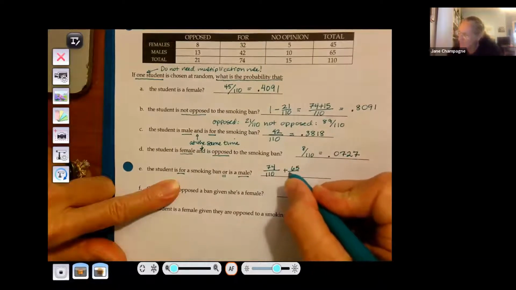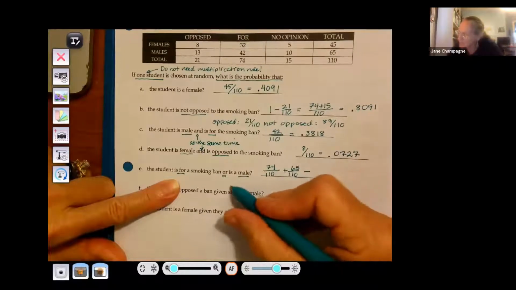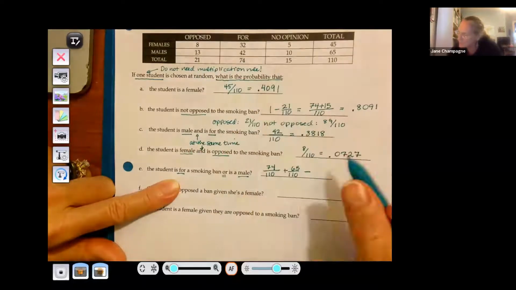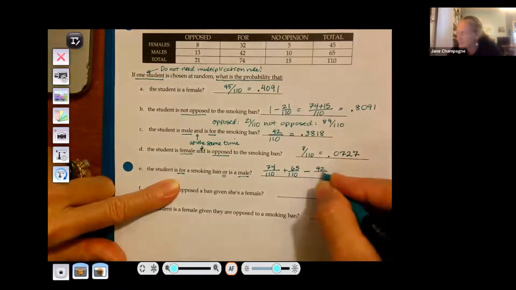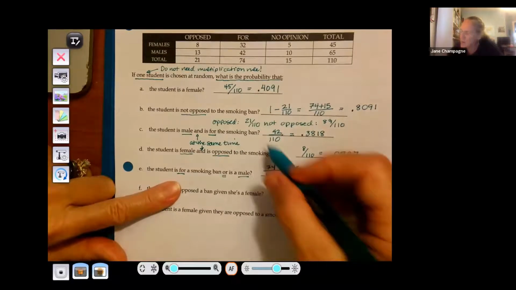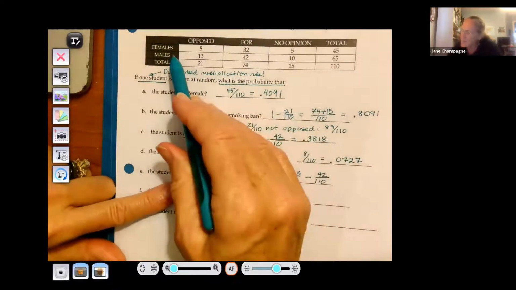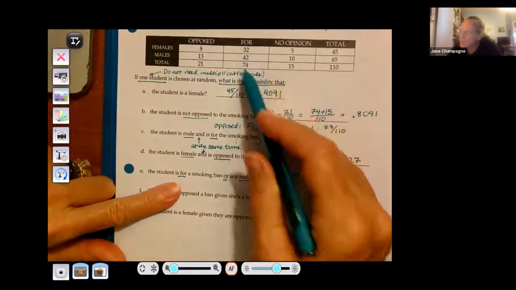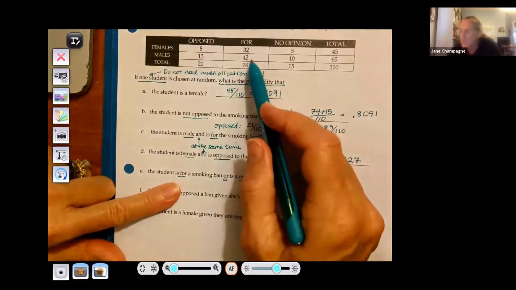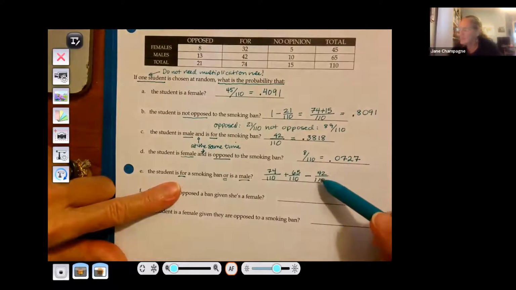But these are not mutually exclusive, right? There's some that are both. How many are both male and for? 42. We have to subtract those off. And that's important to remember. And again, it's because the 74 that are for and the 65 that are males both include the 42 that are both. And we don't want to add those twice. I mean, we want them in there, but we don't want them in there twice. So subtracting it off takes away the duplication.